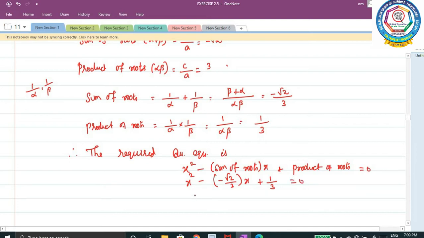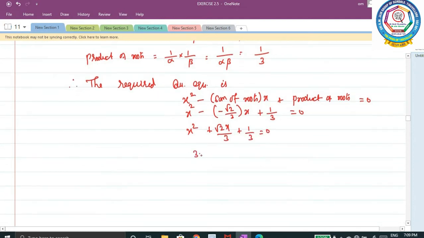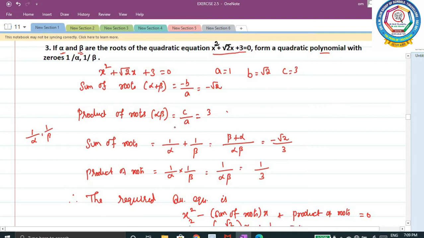So next step, x square minus into minus, plus root 2x by 3 plus 1 by 3 equal to 0. If you cross multiply, 3x square plus root 2x plus 1 equal to 0. This is the required quadratic equation whose zeros are 1 by alpha and 1 by beta.